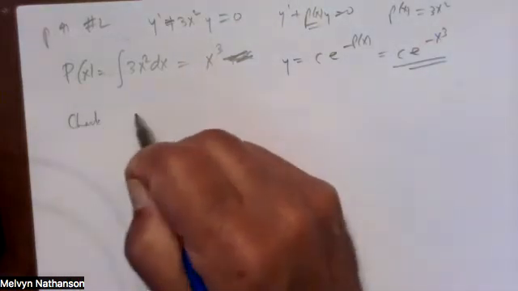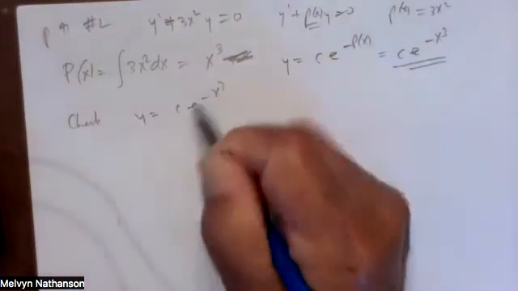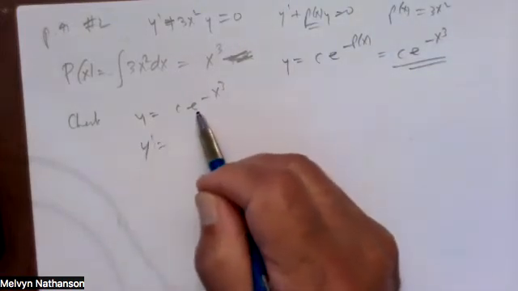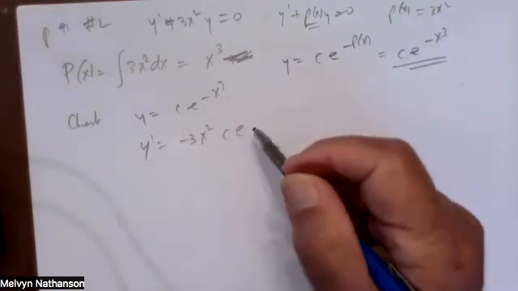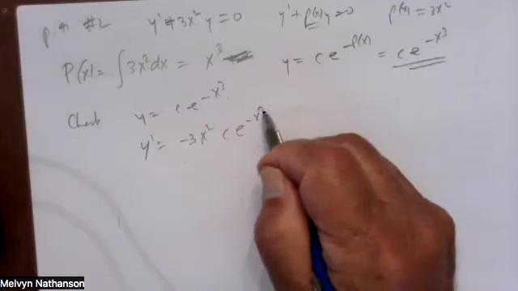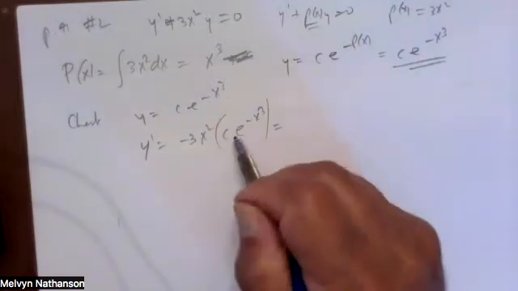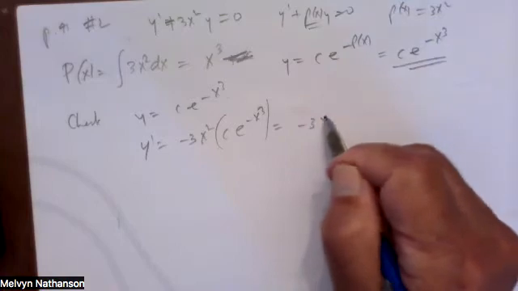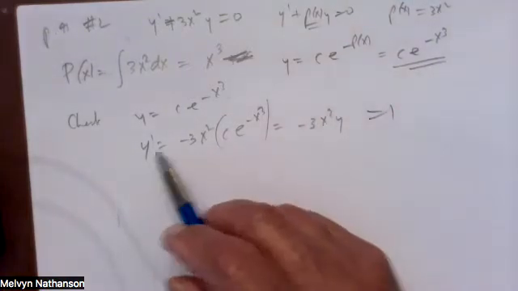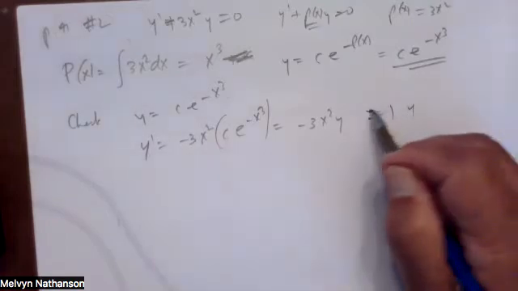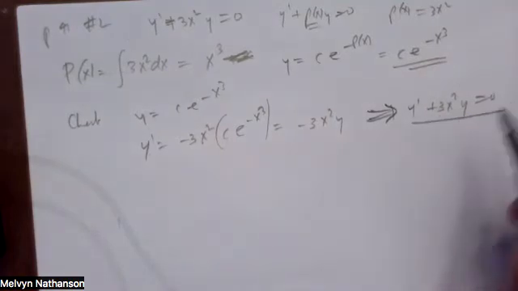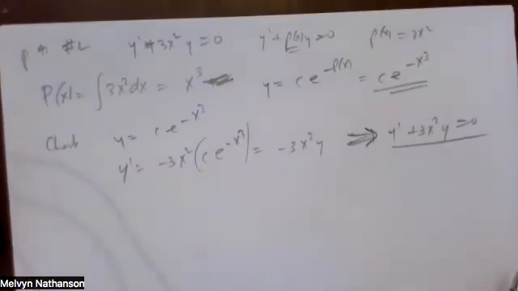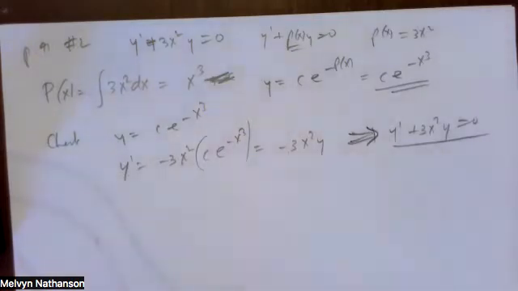And you can check: if y is c e to the minus x cubed, y prime is the derivative of minus x cubed, minus 3x squared, times c e to the minus x cubed. But c e to the minus x cubed, that's y. So this is minus 3x squared y. So y prime is minus 3x squared y. So that means that y prime plus 3x squared y equals 0. Any questions about that?